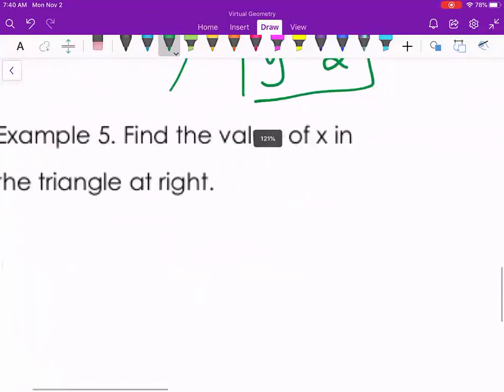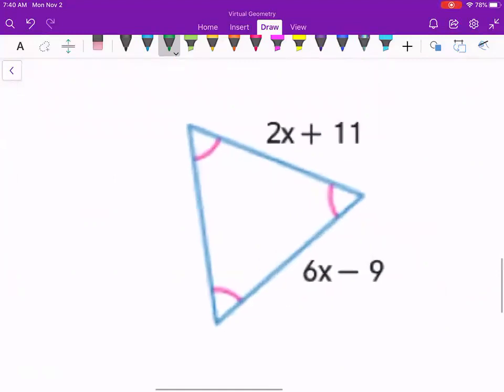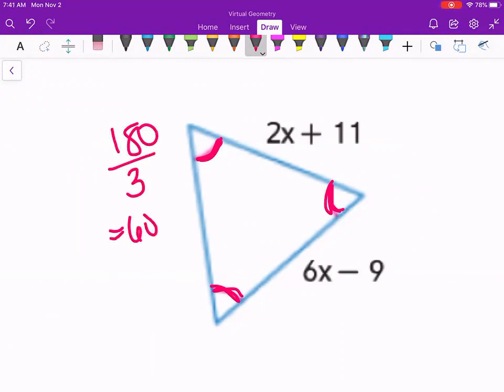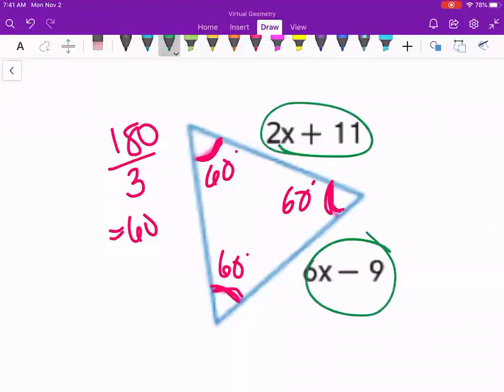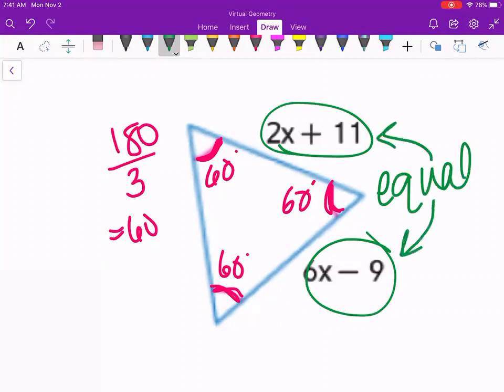So let's try one more. Find the value of x in our specific triangle here. Okay, so one thing I noticed, all of these angles in this triangle have 1 dash each, which means 180 divided by 3. So all three of these are 60 degrees, which means this is equiangular. So these two are equal. Because if I get equiangular, I automatically get equilateral.